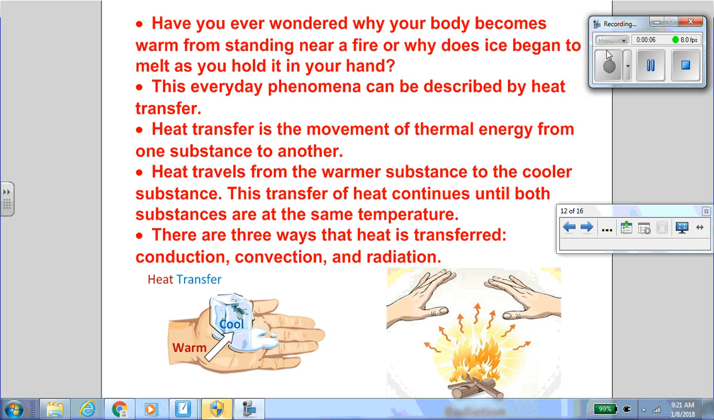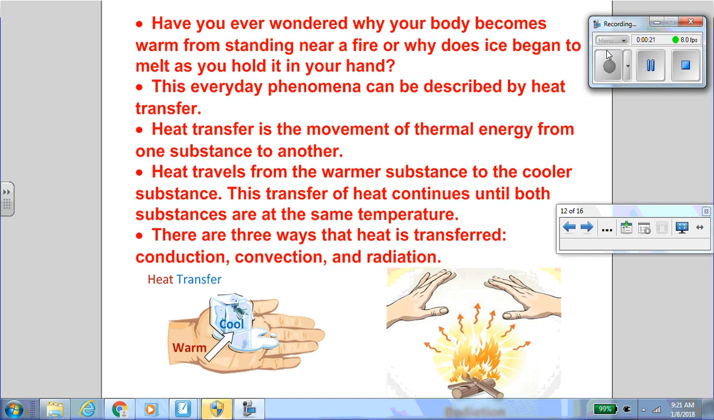Before we get into the content, I want to pose a question to you. Have you ever wondered why your body becomes warm from standing near a fire, or why ice begins to melt as you hold it in your hand? This everyday phenomenon can be described by our next topic of study, which is heat transfer.